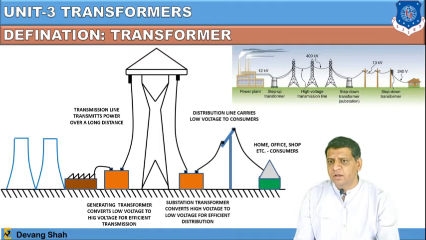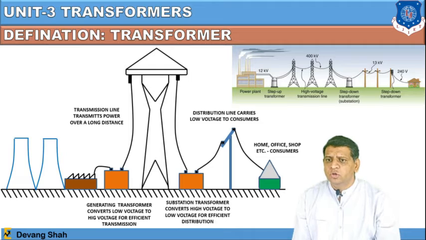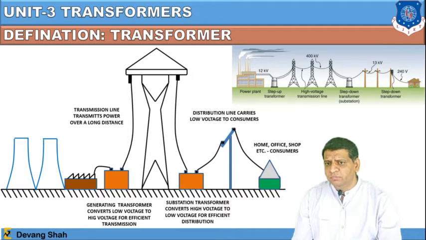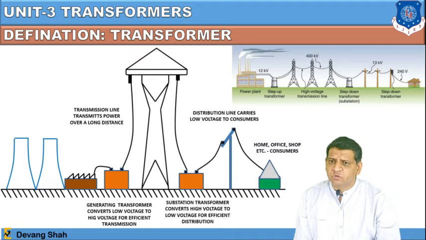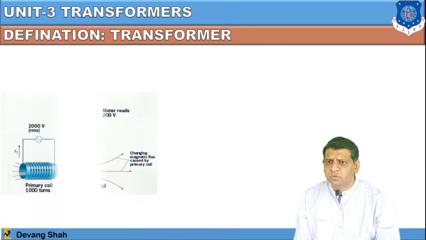The transformer is needed to step up the voltage, as well as to step down the voltage. Step up the voltage and step down the voltage. Now, simply at your mobile charging, you are using a step down transformer, right? So this is about the importance of the transformer and the functionality of the transformer. Now let us further discuss the transformer.